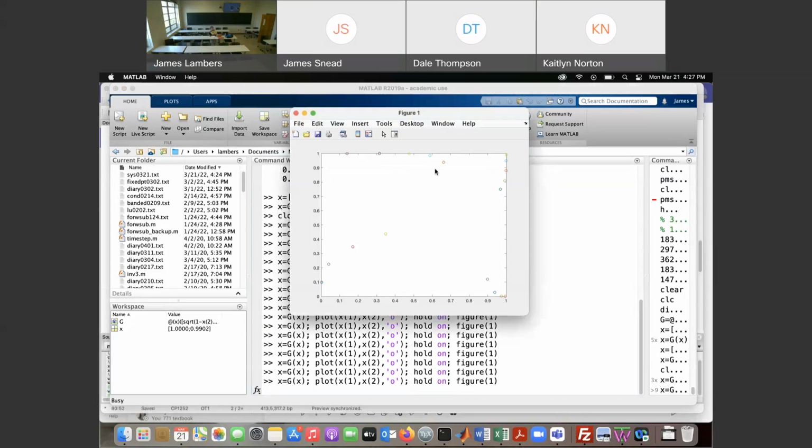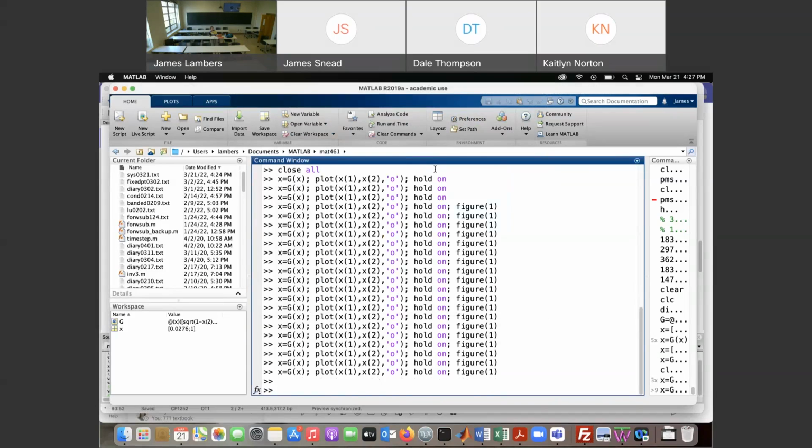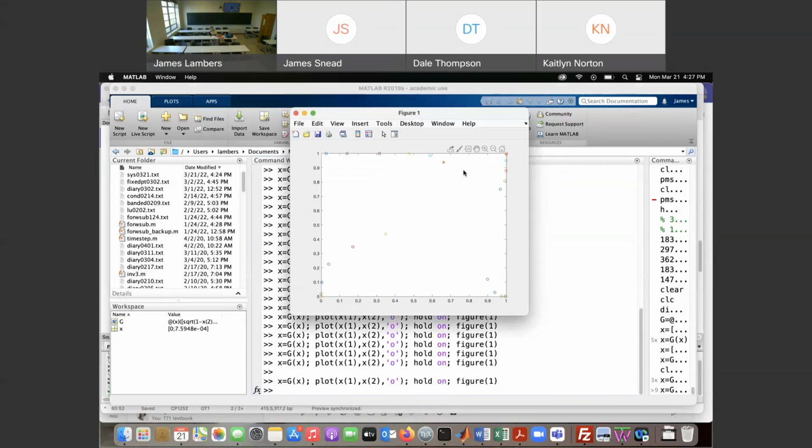If I keep going, I'll just do several more iterations. They're heading towards the corners, which is definitely not a solution. So this choice of G is a bad one. That's not producing convergence. So we'd like to get some idea as to why this is happening.